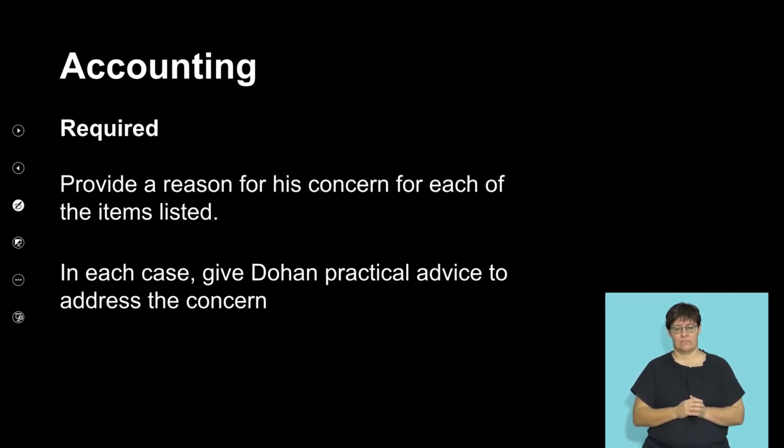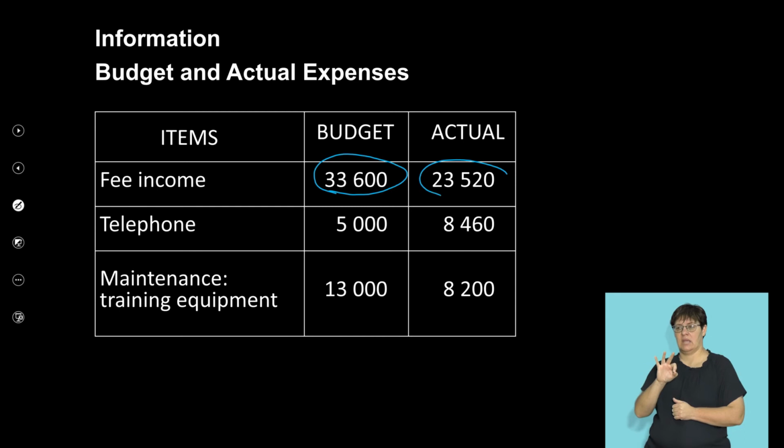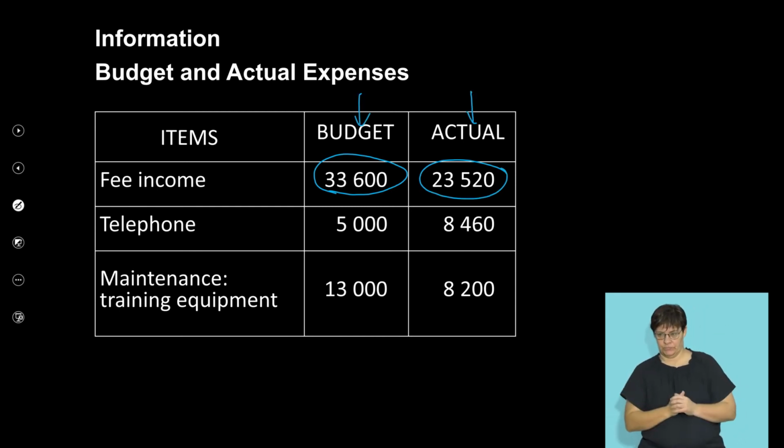Okay, now again he has certain areas of concern, and in each case we have to give Doan practical advice to address the concern. Let's look at the first one. Our fee income is at 33,600 and the actual is 23,520. So the budgeted amount is that and the actual amount is 23,520.